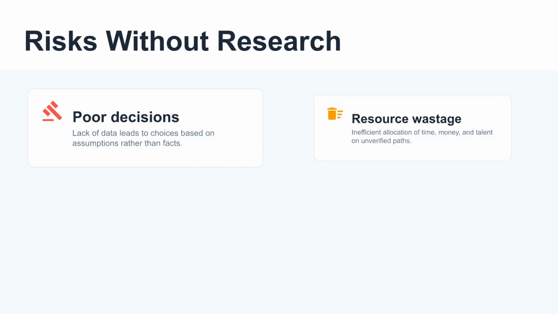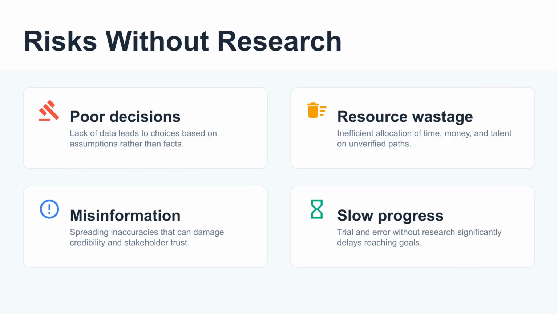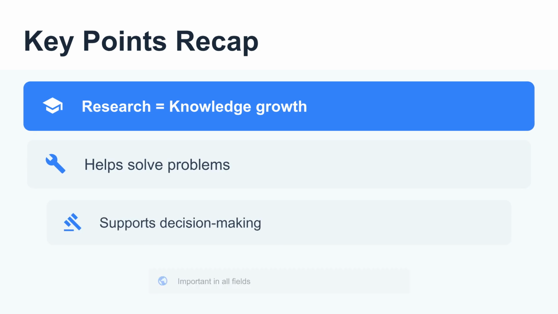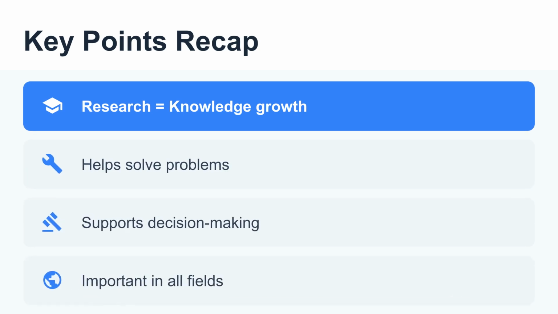Without research, there are significant risks, including poor decisions based on assumptions and resource wastage from inefficient allocation. There is also a risk of misinformation and slow progress due to relying on trial and error. To recap the key points, research leads to knowledge growth, helps solve problems, supports decision-making, and is important in all fields of study.